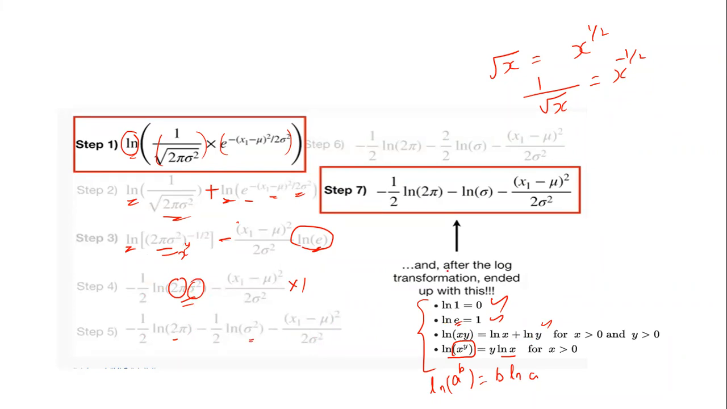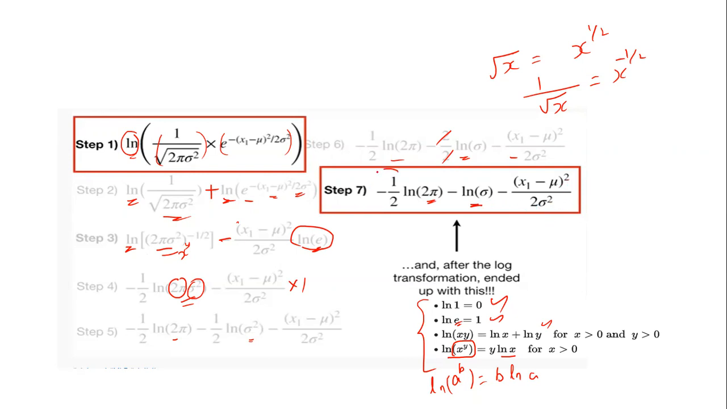Okay, right. So log of sigma square, again it is of this form, a to the power b is nothing but b log a. So log of sigma squared is nothing but 2 log sigma. So this becomes minus 2 by 2 log sigma, right? Other terms don't change. So this 2 and 2 can get cancelled. So at last we are getting minus 1 by 2 log 2 pi minus natural log of sigma minus (x1 minus mu) the whole square divided by 2 sigma square.